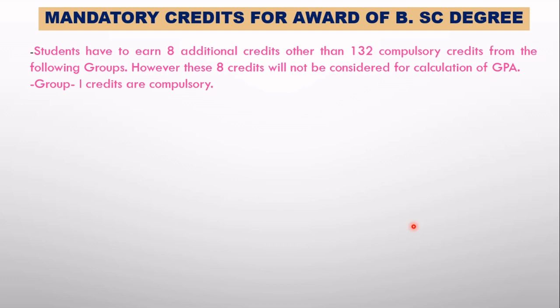One thing the student has to remember, group 1 credits are compulsory, means there will be no choice for group first credits. They are compulsory for first year students. The students can earn maximum 4 credits from group 2 to group 9. So any student can earn maximum 4 credits, not more than that, from groups 2 to 9.